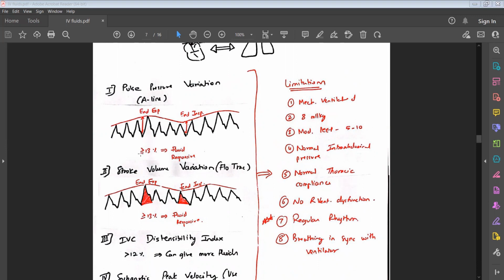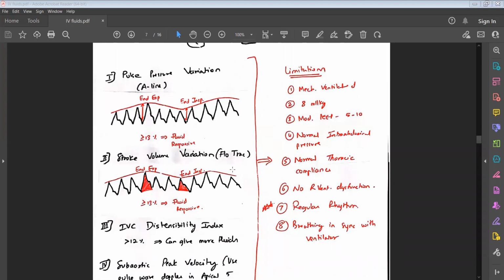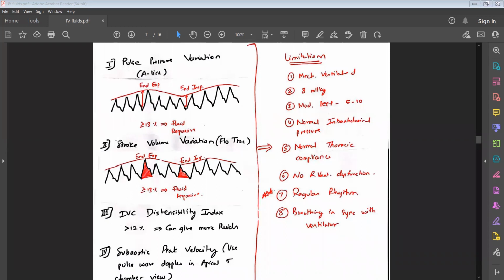The machine can calculate it for you, and if it is more than 13%, the patient will be fluid responsive. Then similarly, stroke volume variation. To measure the stroke volume variation, you need special equipment, for example, a FloTrac that is connected. And same with inspiration and expiration, if the change is more than 13%, the patient will be fluid responsive.